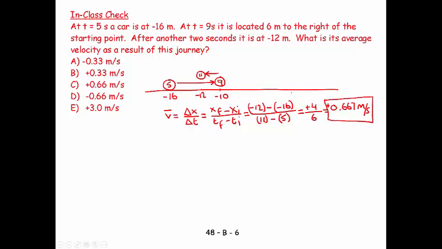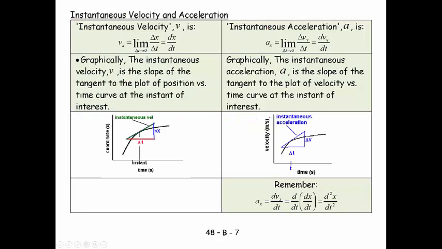Can you see the pattern? I'm reading the words, I'm drawing a diagram. I'm drawing a diagram, I'm getting an equation. I'm extending the equation, I'm substituting in numbers, and then doing my math. The math is the last little bit.